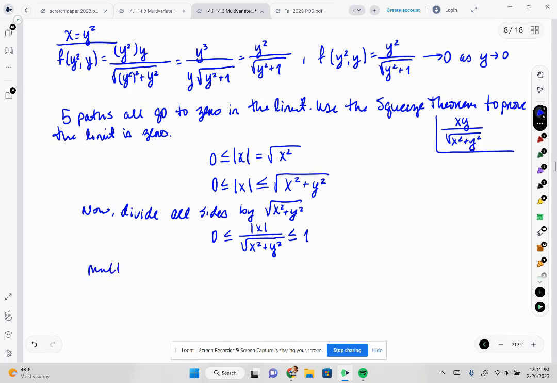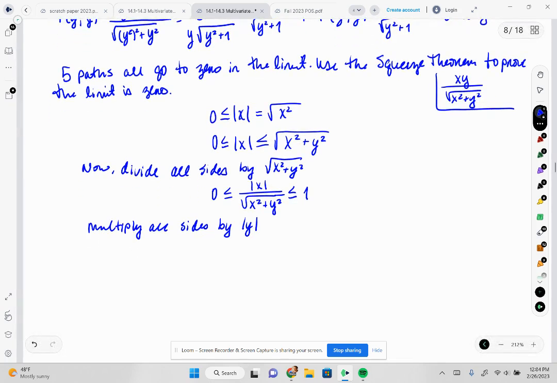So we're going to multiply all sides by the absolute value of y. And again, I'm using the absolute value to ensure that I'm dealing with a positive number so that I don't get this flipping of the inequality symbols going on. So when I do that, I multiply the 0 by the absolute value of y, and I get 0. In the middle, I get the absolute value of x, y. I can bring them both in the absolute values. I still have my same denominator, square root of x squared plus y squared. And on the right, 1 times the absolute value of y is just the absolute value of y.